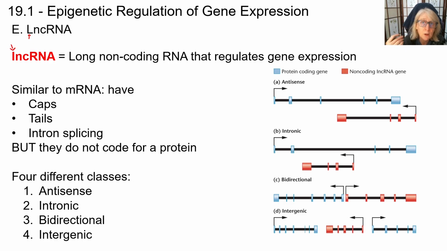Long non-coding RNA looks like mRNA. It gets a cap and a tail. So it has that 5' cap and it has a polyadenylated tail on the 3' side. It also gets its introns spliced out and its exons spliced together, but they don't code for anything. What they do is help regulate codes in other places. They can bind together with other pieces of coding mRNA or DNA and regulate the accessibility of those usable pieces of code.